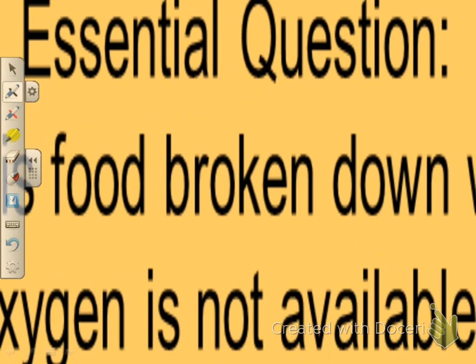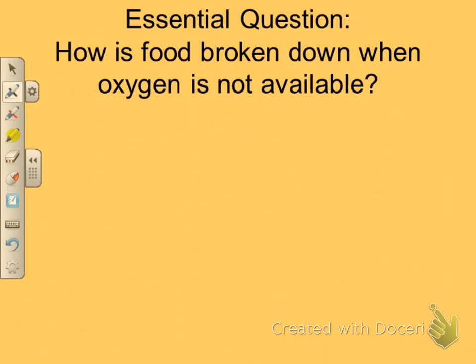Okay, so here's your essential question. How is food broken down when oxygen is not available? So let's say you're working out and you're not in great shape and you're breathing and you start getting those pains in your side, and then the next day you're really, really sore. Well, what has happened in that case is that you are not getting enough oxygen to your body, so your body goes into a process called fermentation.